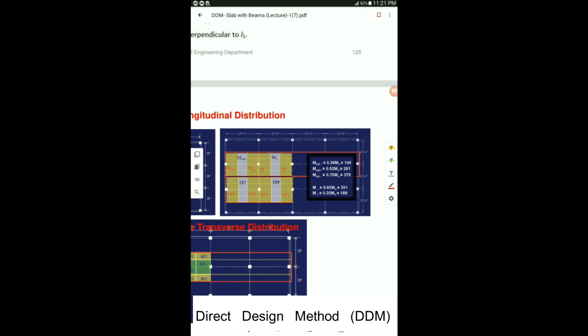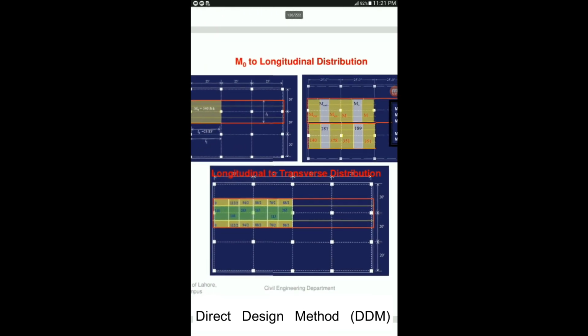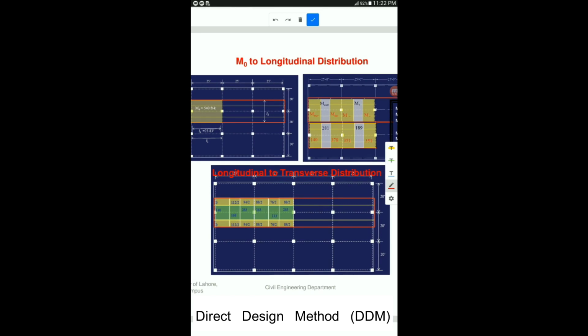Now once you have the longitudinal distribution, the next step is to have transverse distribution. So now for each of these 5 locations, for example, we already stated that this one is M exterior negative. This is for the location 1, so you have to distribute this M exterior negative into a column strip and the middle strip, like this one, see here. Now I have distributed this value. For example, I have calculated 140 for this location. So I need to distribute this 140 into 3 locations. What is the value in column strip? What is the value in these middle strips? And the sum of all these values will be equal to this one, 140, see?